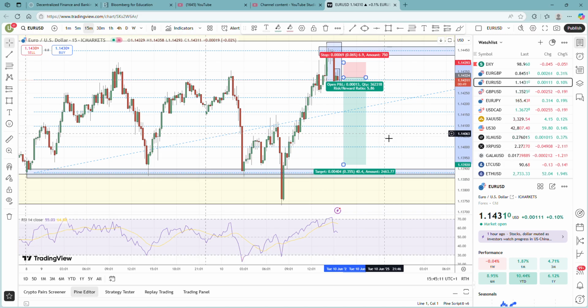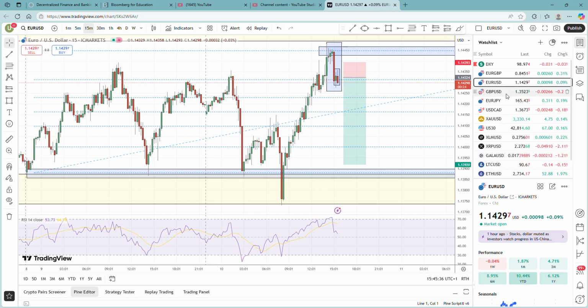It's easy as that. If you make 4 grand in one trade, that's like a month's salary in the UK. So let's enter this trade. Euro USD. Stop loss of 1.14393. TP is 13920. Sell. Enter. Easy as that.